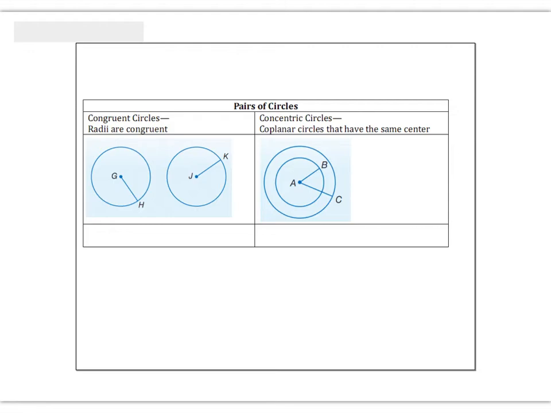Congruent circles. One thing you need to know is that if you have two circles where the radii are congruent, then the circles will be congruent. Remember, congruent means that they are exactly the same size, same shape. So in this example, if segment GH is congruent to segment JK, then circle G will be congruent to circle J.